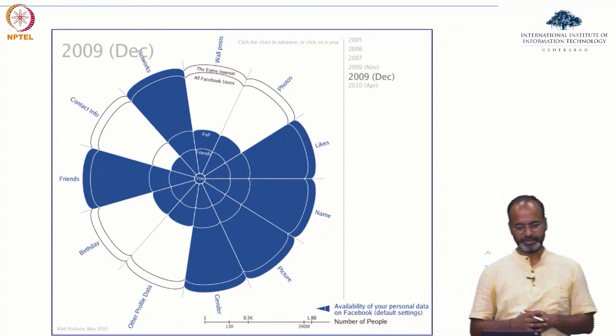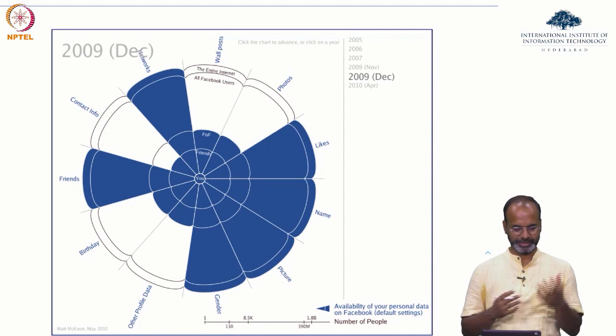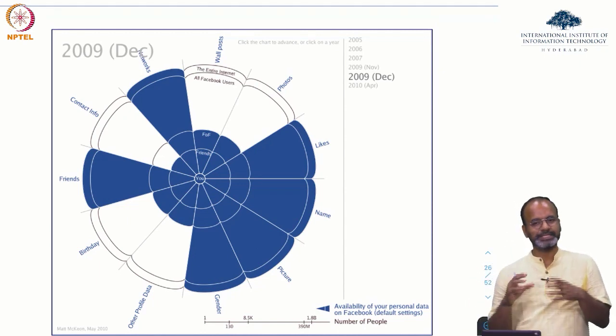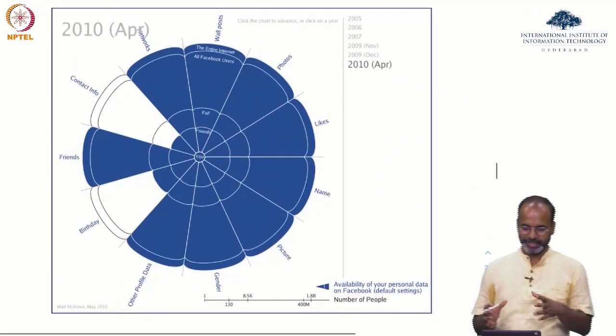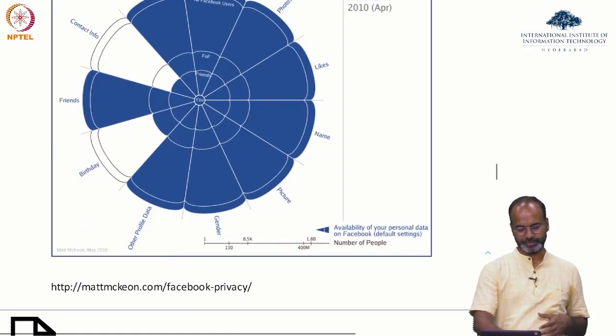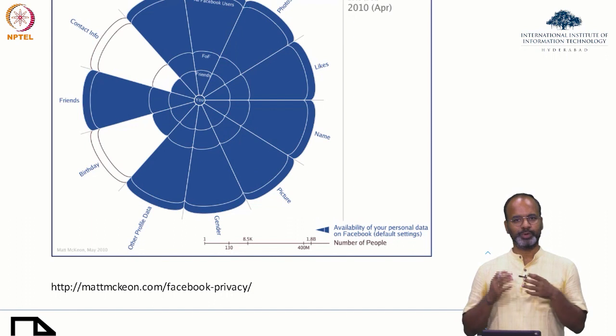This is 2009 December, the earlier one was 2009 November. Things are changing. Things are becoming more and more open. So the basic idea. Let's jump to even 2010, right? The idea here with this graph, I put the URL from where I took these images also here.